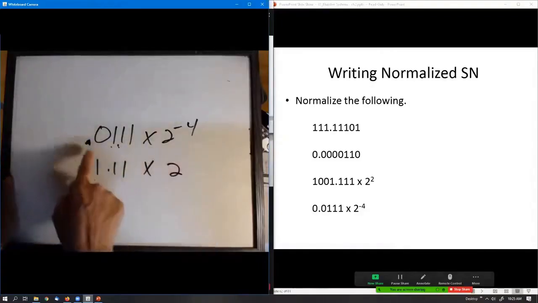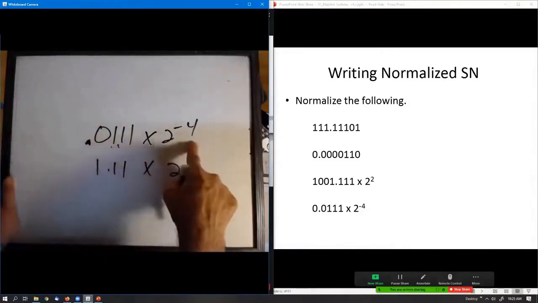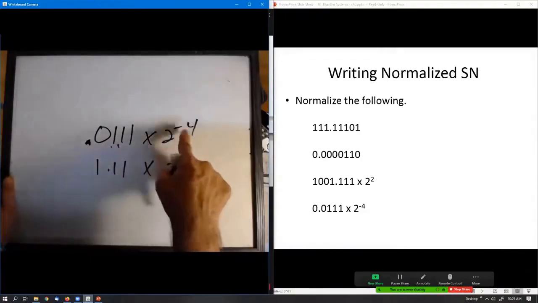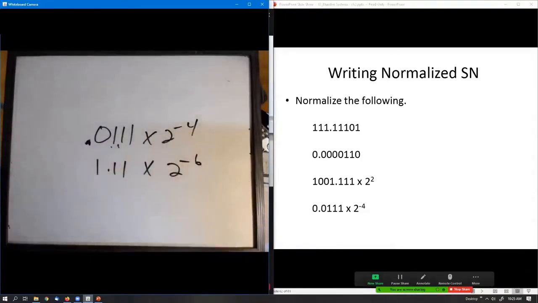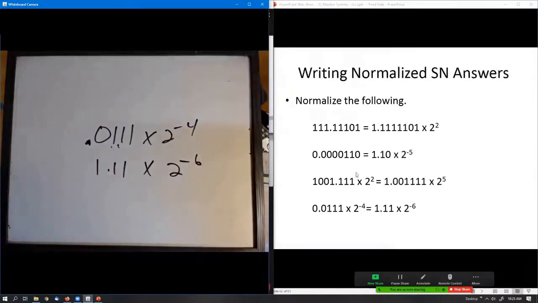Times 2 to the, this just got bigger. This needs to get smaller. Smaller means I subtract. So negative 4 minus 2 is negative 6. Yeah, we did all that last time.